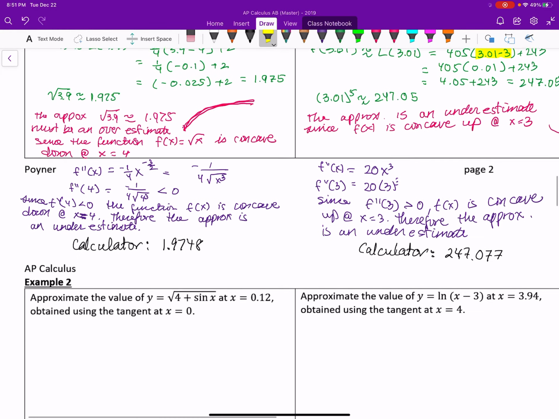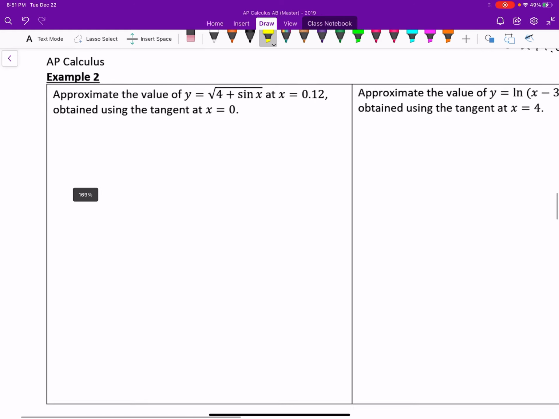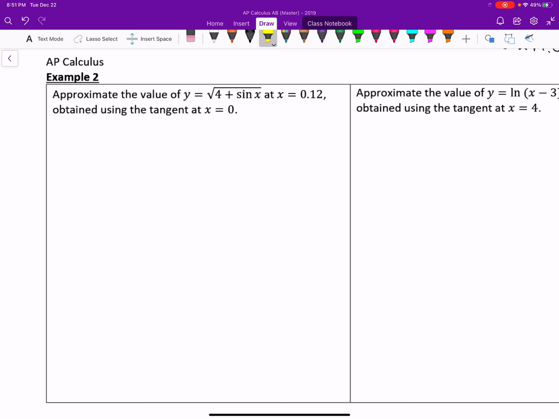All right, so let's try the next one. Example 2. I'm going to do the left one with you, and then you're going to do the other one on your own, and I'm going to give you the answer in the next video. Approximate the value of y is equal to the square root of 4 plus sine of x at x is equal to 0.12, obtained using the tangent at x is equal to 0. So now it looks like a really complicated function, but at 0 it makes it a lot easier. And we can get pretty close to the actual value. And I'm not asking if it's an over and under estimate, so we're just trying to find it.